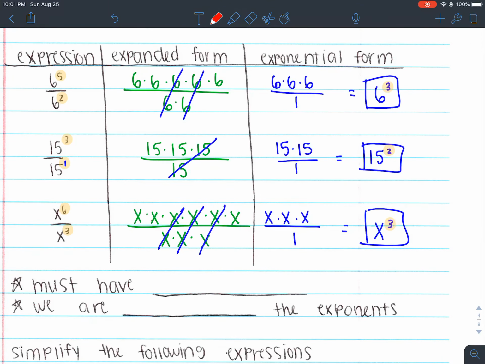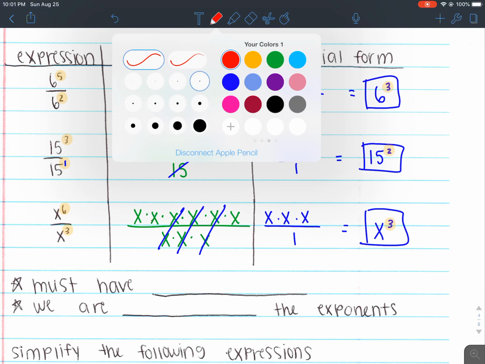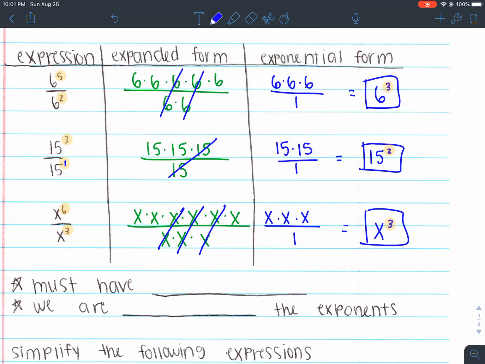So what do you think we could do? Well, I could subtract, right? We're subtracting our exponents. 5 minus 2 equals 3. 3 minus 1 is 2, and 6 minus 3 is 3. So we are subtracting the exponents.